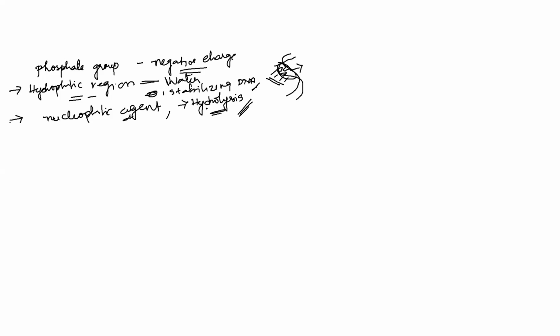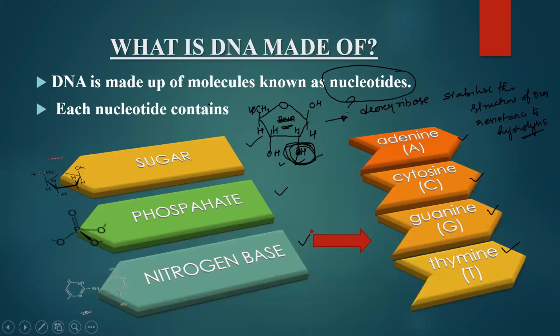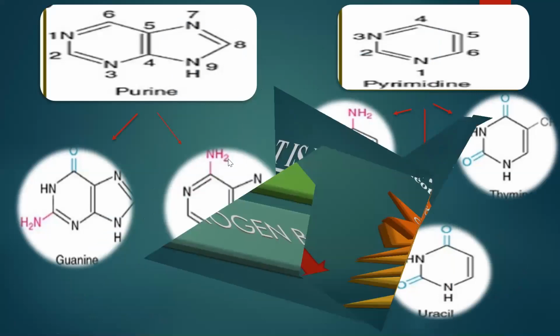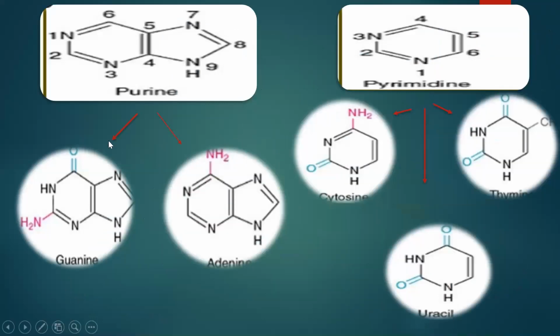Okay, now let's go back. We have seen what the sugar is, and now let's talk about the nitrogenous bases. We know the backbone does not change, right? As I mentioned, the bases vary from one nucleotide to another. There are two types of bases, the purine and the pyrimidine. So let's talk about pyrimidine first.